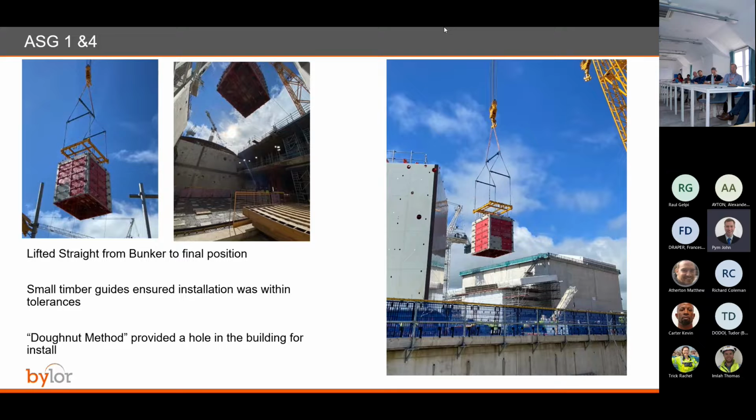So ASG1 and 4, they're located in the east and west of the generator. You can see it being lifted by a big crane straight from the bunker to the final position. Just use small timber guides to ensure the installation was within the tolerances required. The donut method, which is basically just working all the adjacent elements and leaving a hole in the middle for the tank to be lifted in position afterwards.